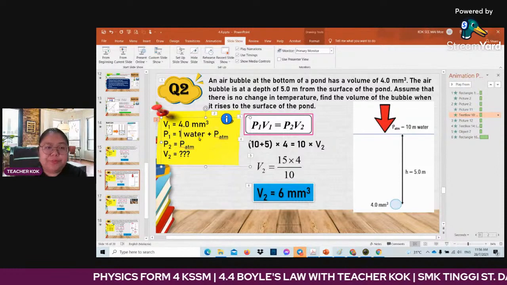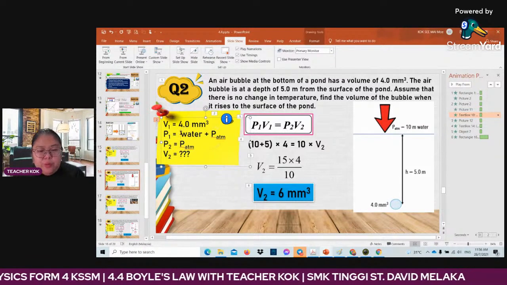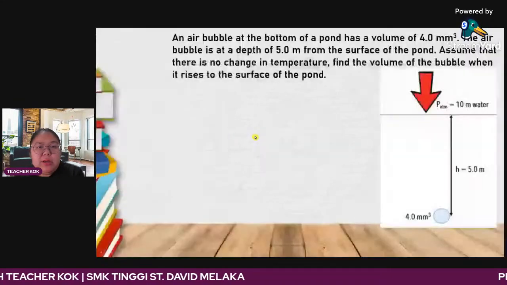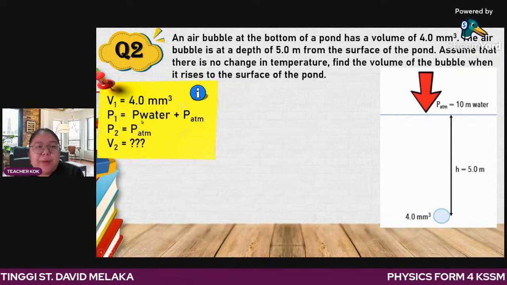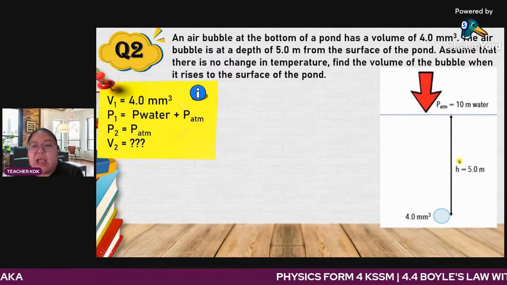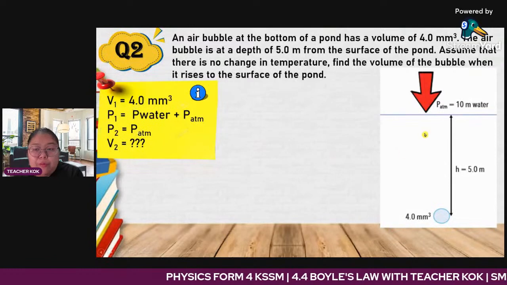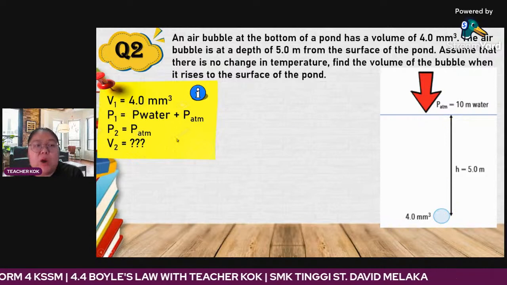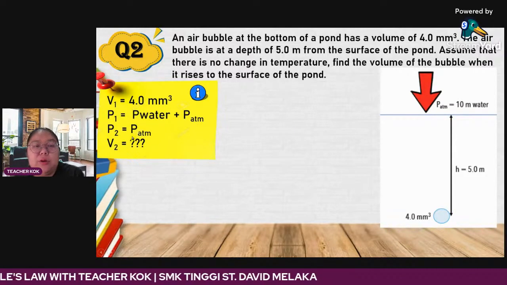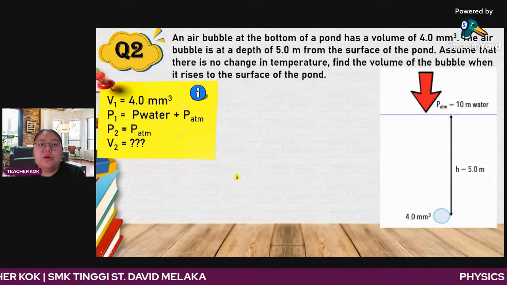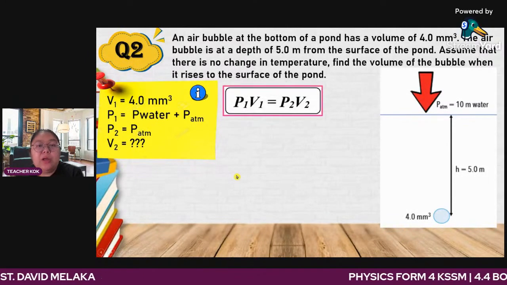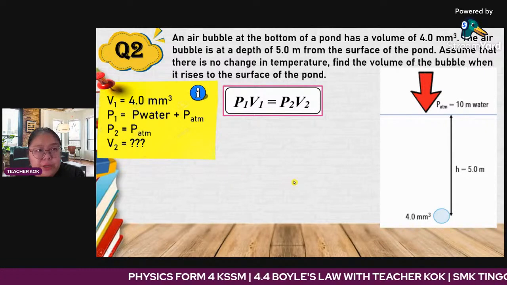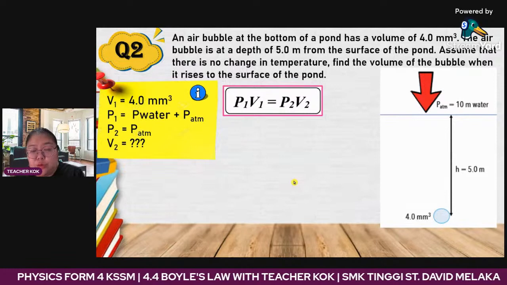I have to change this. This one is the pressure of the water and also the pressure of the atmosphere. So there are two things: pressure of the water plus pressure of the atmosphere is P1, when the bubble is in the deep sea. P2 means when it just moves to the surface, it only has atmosphere. V2 we do not know. The formula is the same: P1 V1 equals P2 V2. So you need to tell me what is the V2 now.